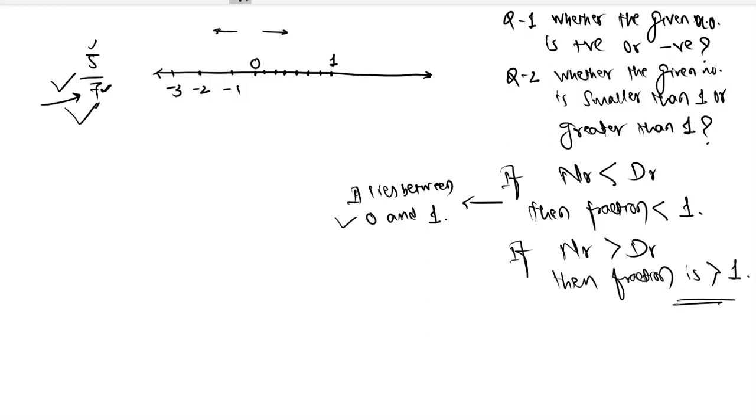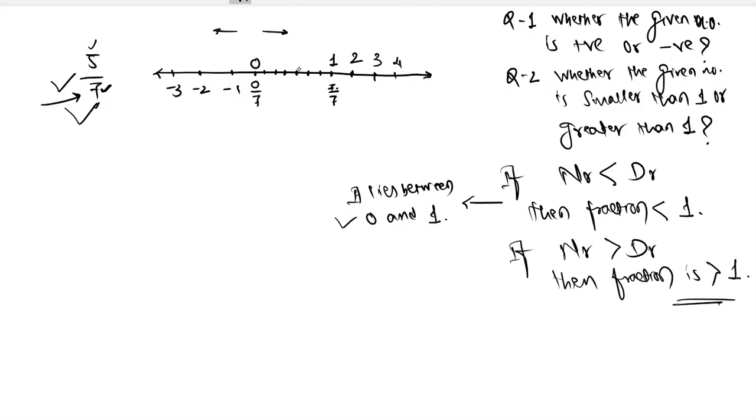Now, here you can write 2, 3, 4 and so on. Because we know that our number is not beyond 1 on the right side of 1. It is between 0 and 1. So where is the number? Now, 0, what is 0? 0 can be written as 0 by 7. 1 can be written as 7 by 7. Right? 7 by 7 is 1.